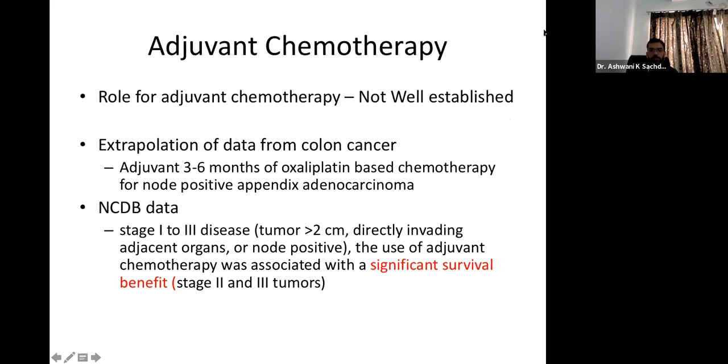Adjuvant chemotherapy, its role is not well established. Extrapolating data from colon cancer, 3 to 6 months of oxaliplatin based adjuvant chemotherapy for node positive adenocarcinoma is to be given. And according to the National Cancer Database, it has been found that stage 2 and 3 tumors are associated with significant survival benefit with the use of adjuvant chemotherapy, FOLFOX based.